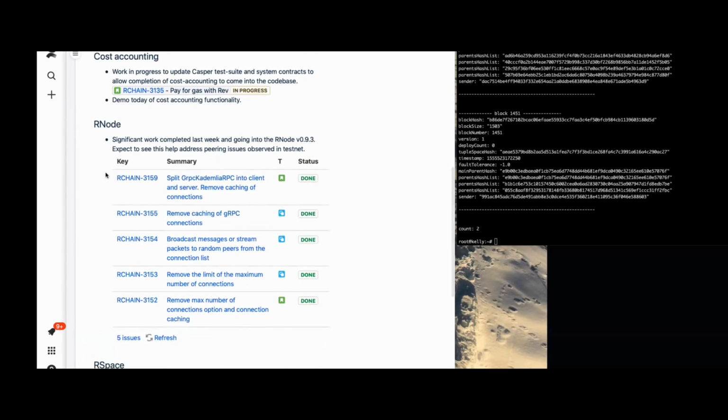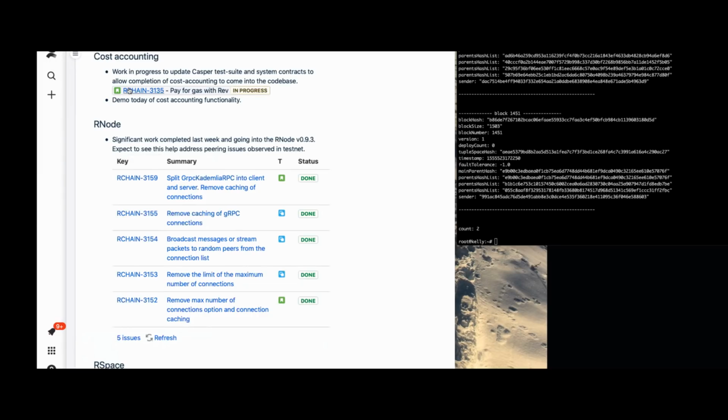Cost accounting, we are continuing work to update the Casper test suite and the system contracts. A lot of this I talked about at length last week, so I'm not going to rehash that, but suffice to say, cost accounting is working. It's working outside of the project. In order to bring it into the project, it must pass our integration tests and play nicely with all the other code that we expect to work on the platform.